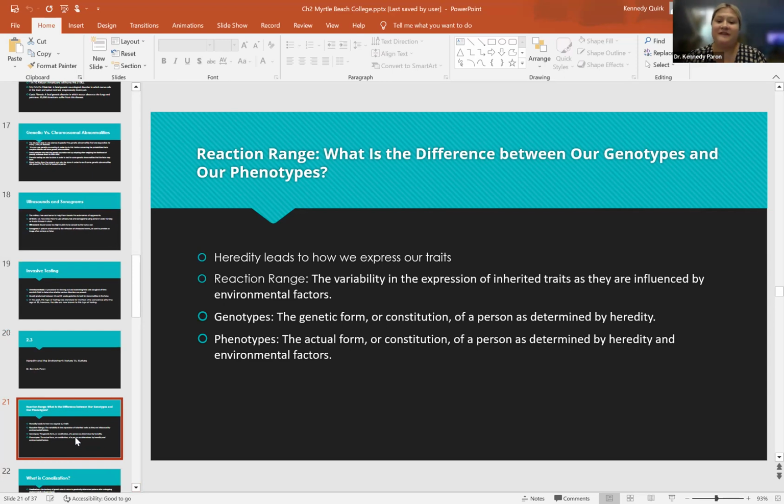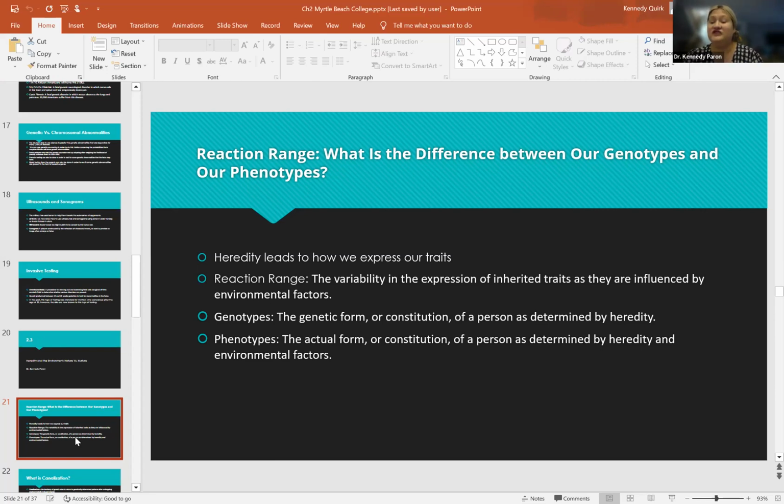So we will be discussing the difference between genotypes and phenotypes. So what is heredity? Heredity is how traits are passed down. And if we recall, heredity also leads to the traits we exhibit. So what is the reaction range? This is the variability of the expression of inherited traits and how they are influenced by environmental factors as well as genetic factors. So what exactly is a genotype then?